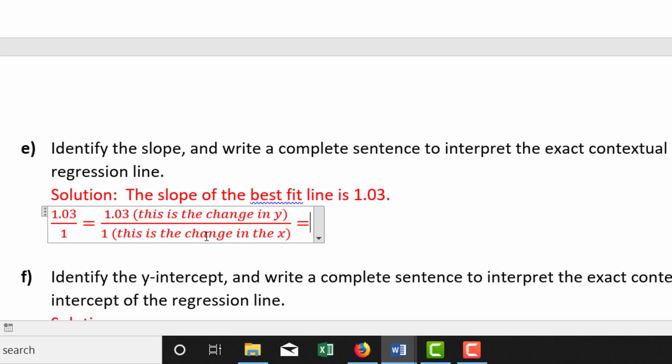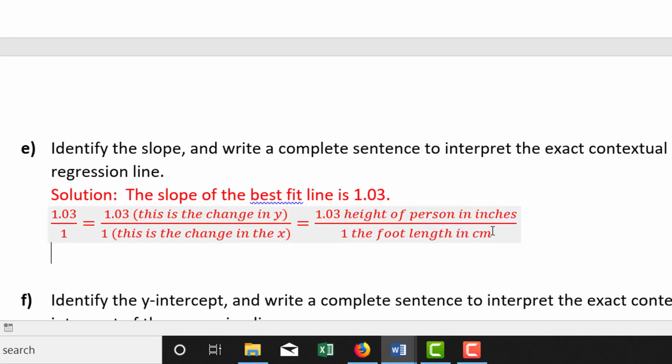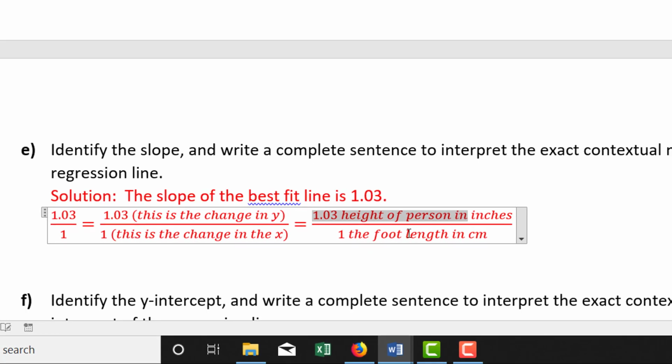I then add contextual units to the top and the bottom. Remember that in this situation, the y represented the height of the person in inches, and the x represented the foot length of the person in centimeters. So the change in y in the numerator is the change in the height of the person in inches, and the change in x in the bottom represents the change in the foot length of the person in centimeters. Now I want to say that in context. On the actual line, if you go over to the right 1 unit on the x, you will go up 1.03 units on the y. In context, that means if the person's foot length increases 1 centimeter, then the person's height would increase 1.03 inches.